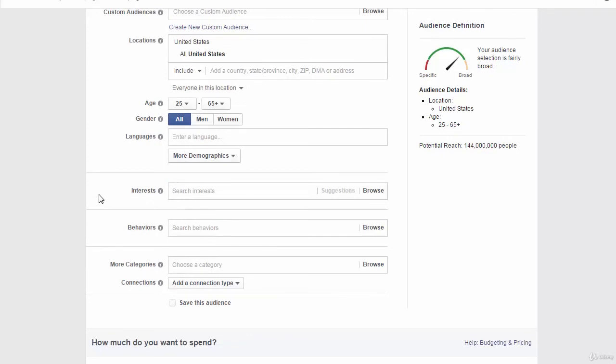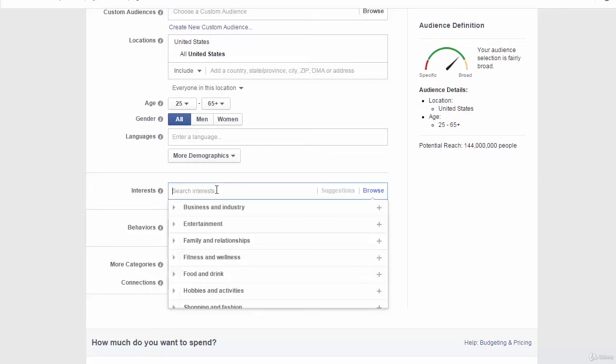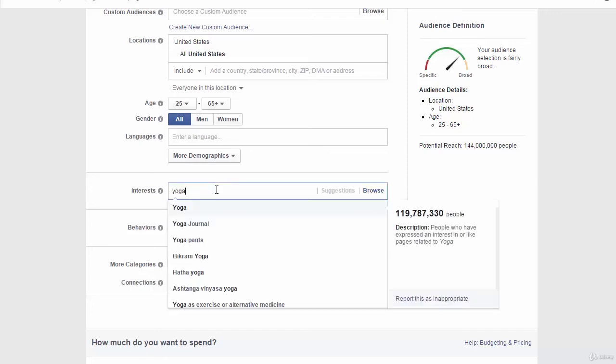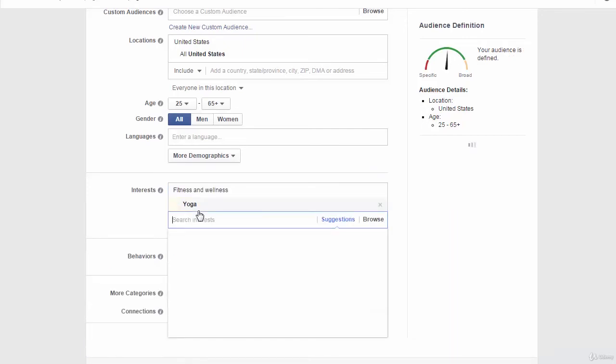Interests, now there are a couple of ways you can do this. It really again depends on the product that you're selling, but I'll give you a couple of examples. First one, yoga blocks. You're going to want people interested in yoga, and that's how you're going to find the audience. All you would do is type in yoga like that, and the audience is obviously massive.